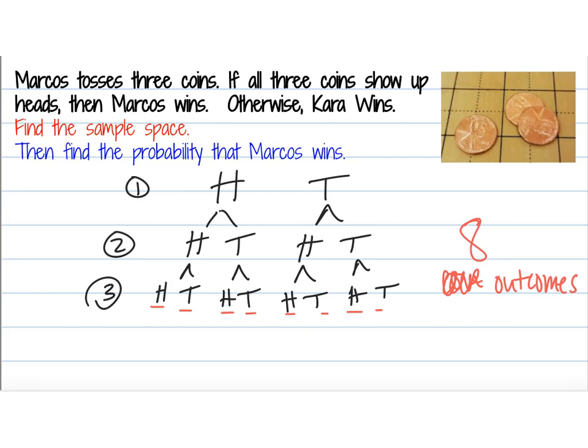Well, it told us that he would need to have heads show up all 3 times. Well, I see that right here. Heads, heads, heads. Otherwise, I don't see that again. So that's only 1 out of 8 possible outcomes. So he has a 1 in 8 chance that he would win. Otherwise, Kara wins. It's a lot more likely Kara's going to win.